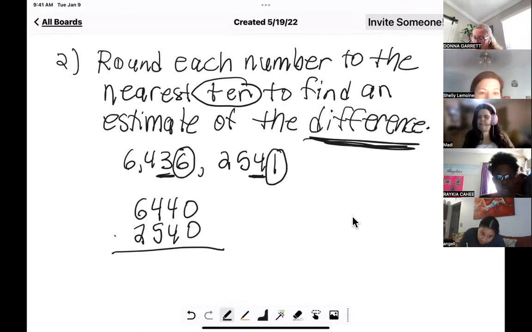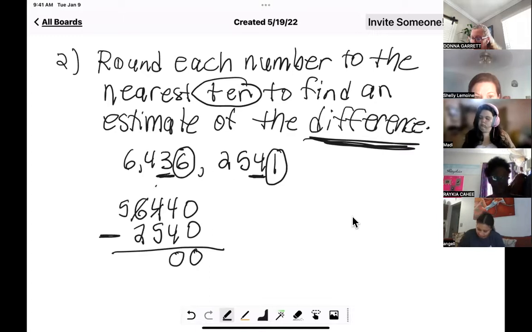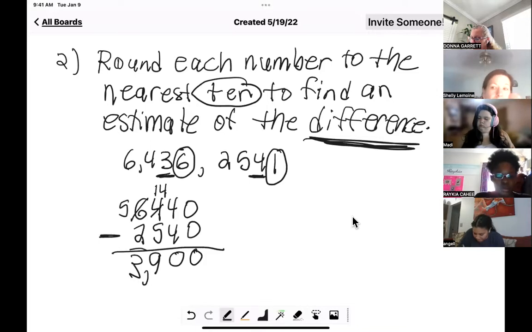And now it said the word difference. So that means I'm not adding, I'm subtracting. So if I subtract, I get 0. 4 minus 4 is 0. All right, this time I cannot take 5 away from 4, so I have to borrow. That becomes a 5. And this one I add 10 to, like we did last time, 14. If I subtract them, 14 minus 5 is 9. And 5 minus 2 is 3. And my estimate is 3,900.